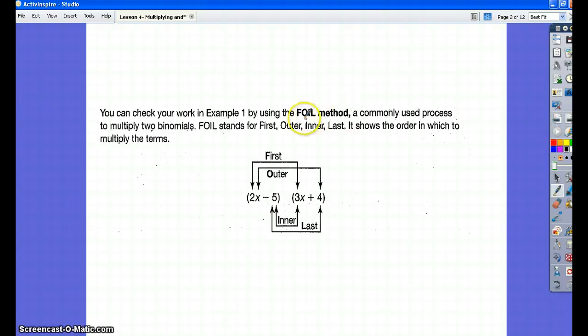And that looks like this, right? The FOIL method. The first is this. The outer is 2x and 4. The inner is -5 and 3x, and the last is the last of each parentheses, which is -5 and 4. So you basically just multiply those out and combine like terms.